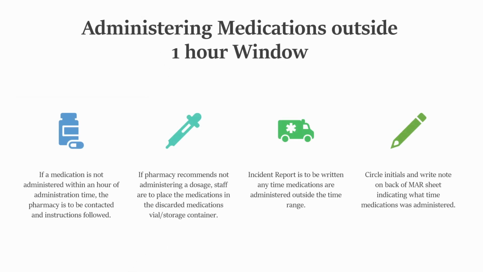Administering medications outside the 1-hour window. If a medication is not administered within an hour of administration time, the pharmacy is to be contacted and instructions followed. If the pharmacy recommends not administering a dosage, staff are to place the medications in the discarded medications vial or storage container. An incident report is to be written anytime medications are administered outside the time range. Circle initials and write a note on the back of the MAR sheet indicating what time medications were administered.